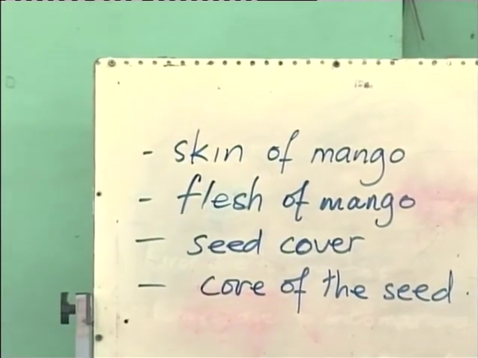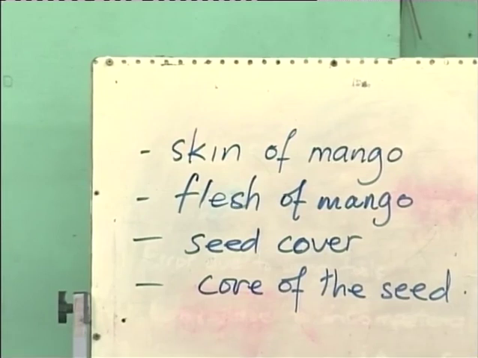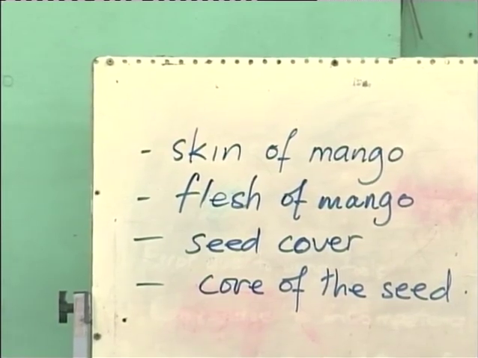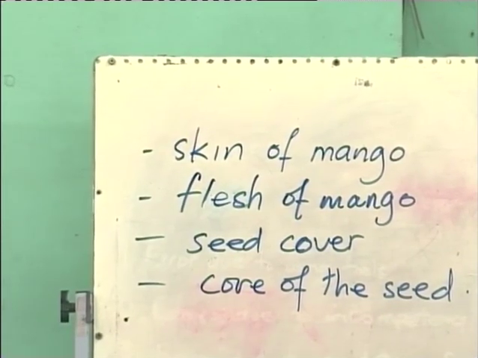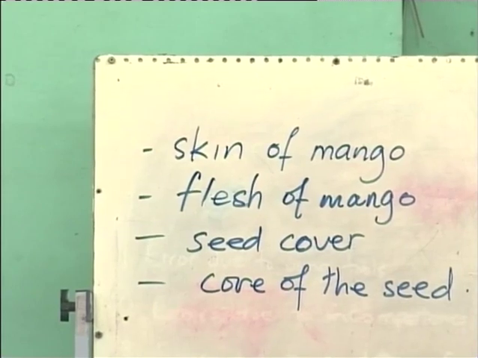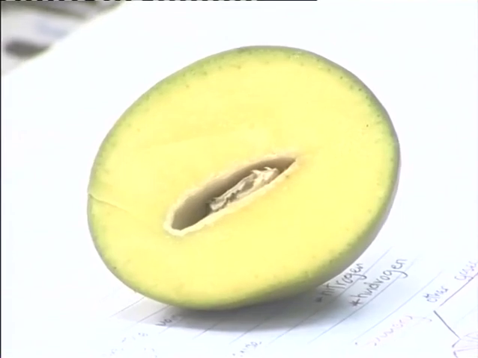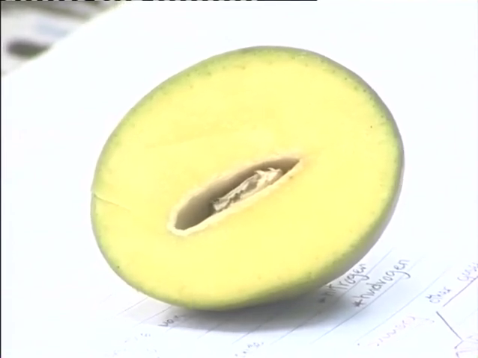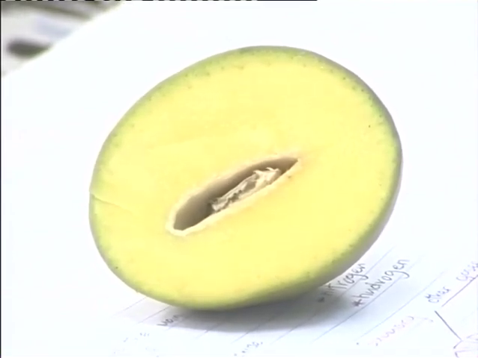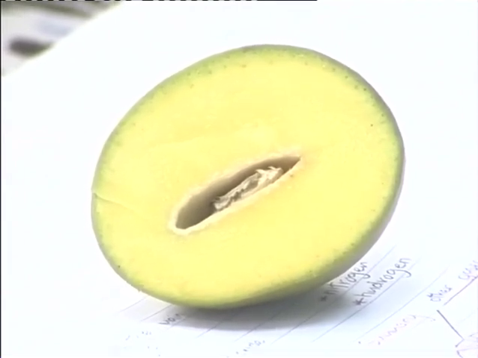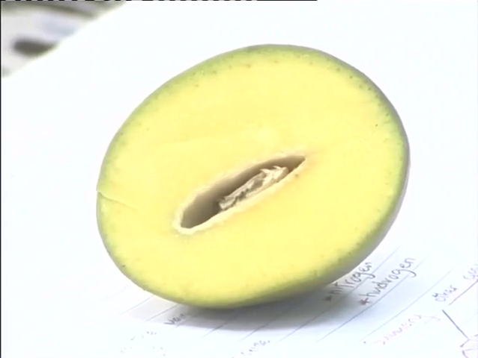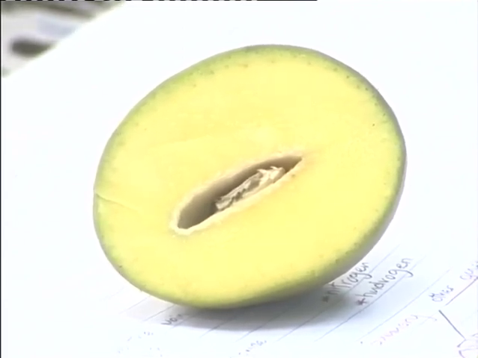All right. If you look closer, every time you eat a mango, you will find that you have the skin. Sometimes you peel it off, and then you have the flesh. Then you have the seed. But when you cut the seed, you have the seed cover and the core of the seed itself, which is a soft white part of the mango. So there are about 4 things that make up the whole mango seed.